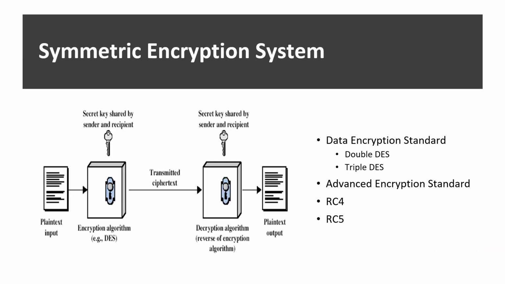So this is the small diagram for symmetric encryption. The same key will be used for both encryption and decryption. What are the algorithms we will be discussing in upcoming chapters in this subject under symmetric encryption? Number one is the DES algorithm. Under the DES algorithm, we have double DES, triple DES, and also the advanced AES algorithm, and RC4 and RC5. These are the algorithms which follow symmetric encryption, which uses the same key for both encrypting and decrypting.